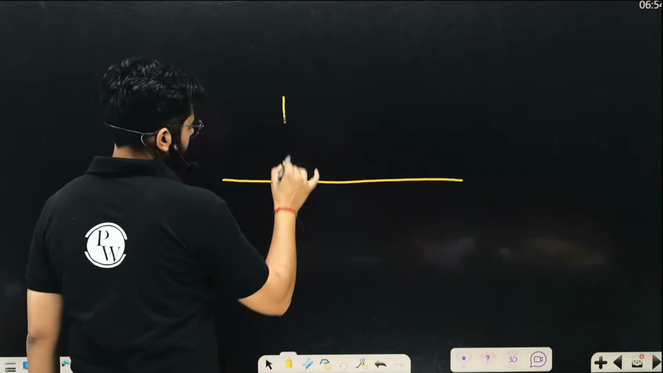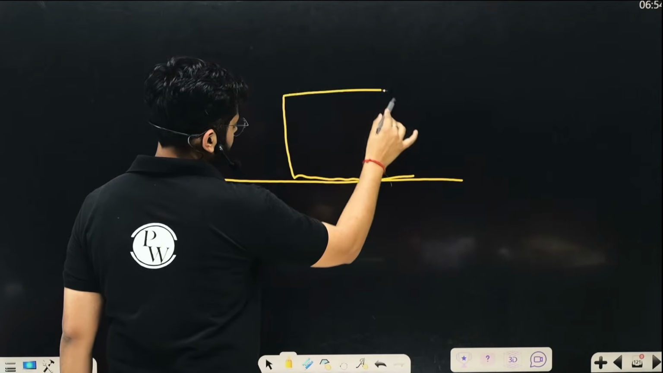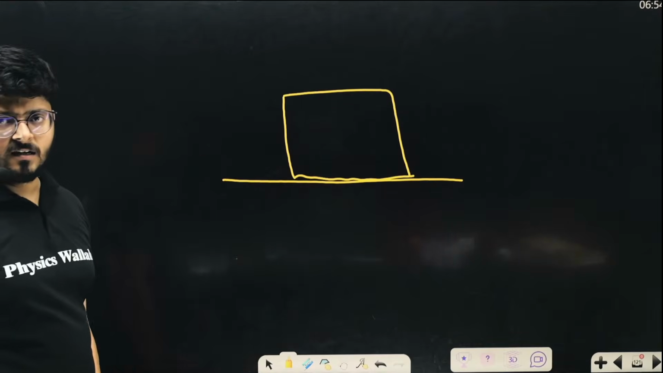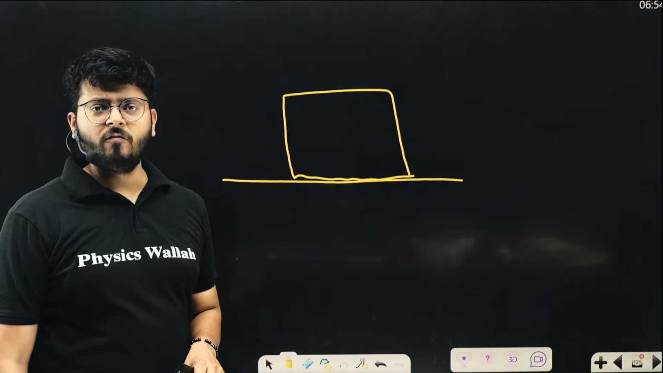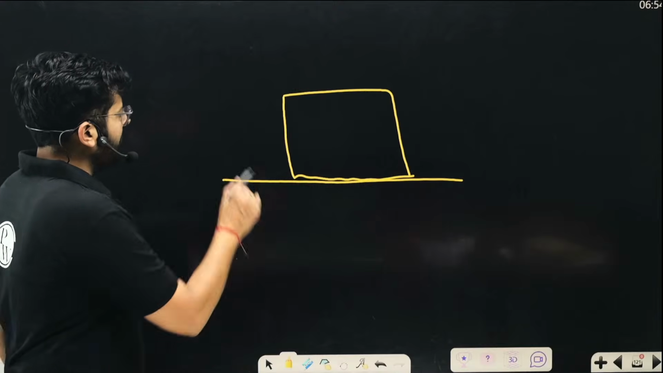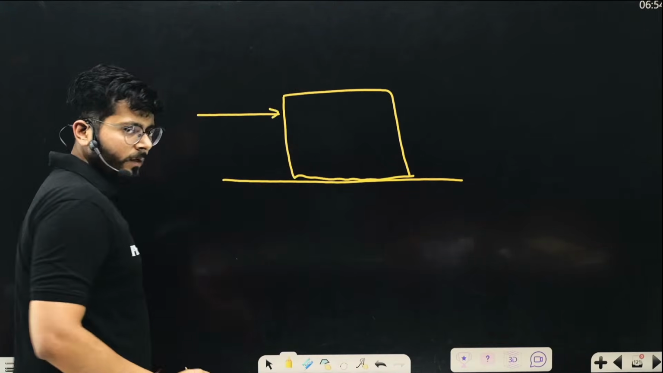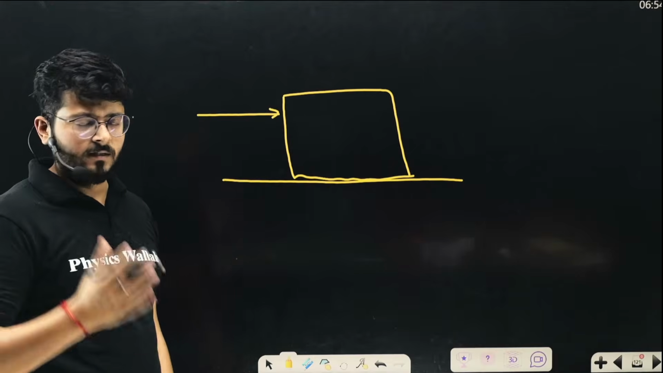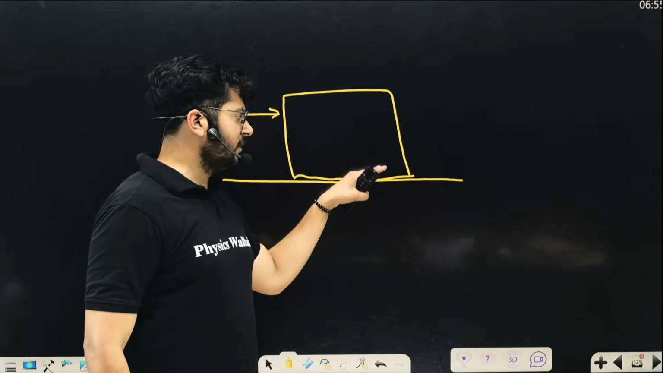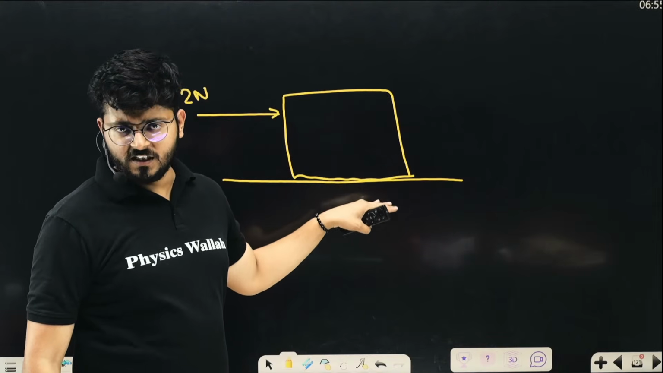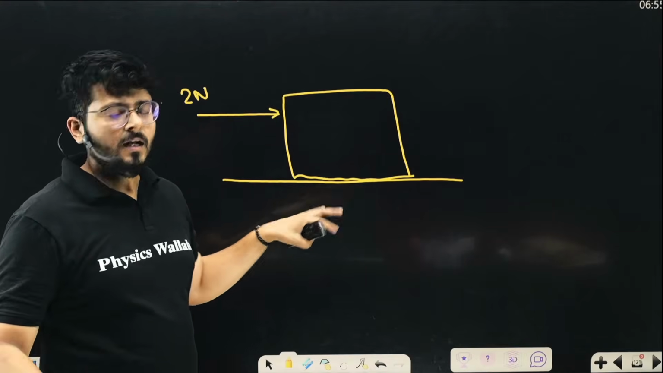This is a rough surface. This is another rough surface in contact. Right now, the two surfaces are rough but placed against each other. The bodies are stationary. Is there any static friction? No. You apply an external force. Right now the external force is 2 Newton, let us say. So the static friction is not constant between two rough surfaces. It changes.